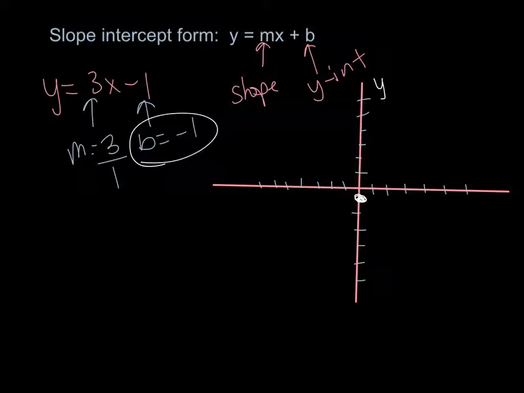So the top number, if it's positive, we're going to count up. If it's negative, we're going to count down. And then the denominator, the bottom, is always counted to the right. So for this, we're going to start at the dot we just plotted. And since the slope is 3 over 1, I'm going to count 1, 2, 3 up, and then to the right 1. So that was up 3, right 1. And with just 2 dots, I can draw my line.